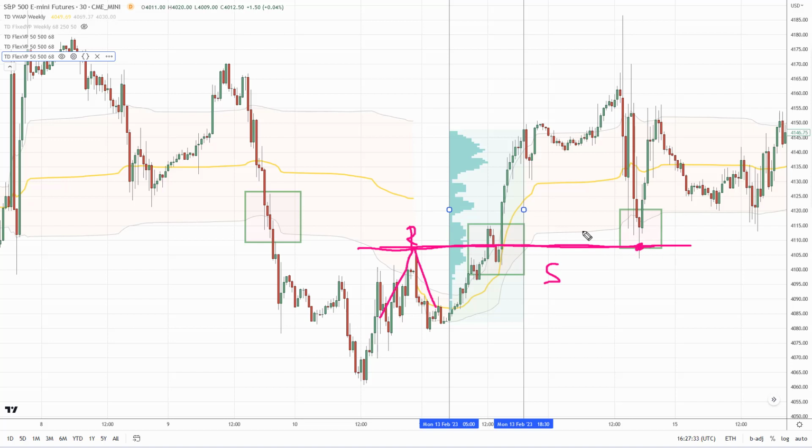A stop loss in this case would be behind the heavy volume zone, so in here, and also as you can see it is below the swing point. All right, so this is the stop loss behind heavy volume zone and below the swing point.